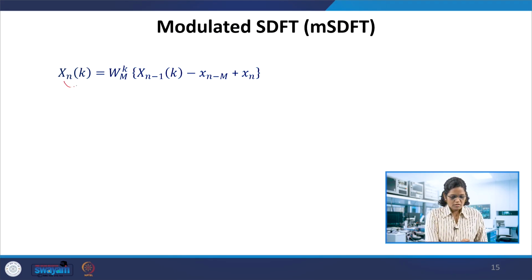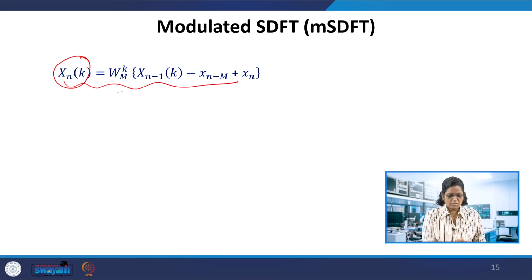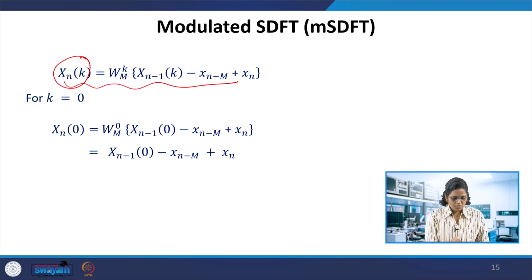Taking the SDFT equation, the nth instant DFT of k depends on the previous instant DFT, subtracting the oldest sample and adding the sample which is coming in, x of n, and the phase adjustment of W_N for k. For k equal to 0, what happens to this bin? We can see this is purely the current sample; k equal to 0 means the DC bin.